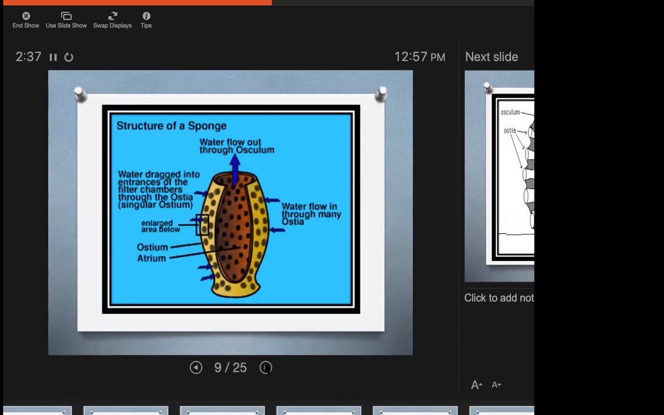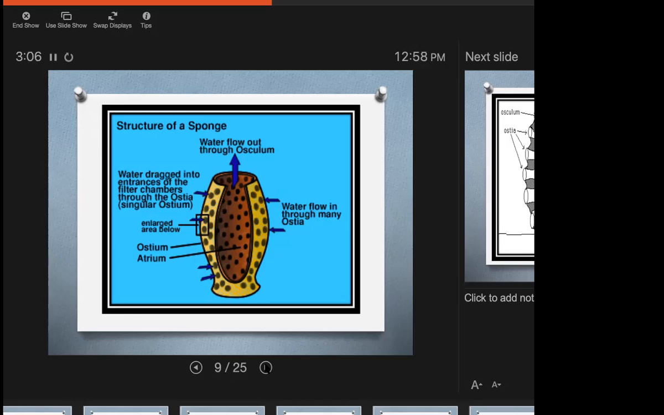So the sponge actually creates its own current in the water. And water is not sucked in through the top. Water is pulled in through the sides. The water's filtered through all these channels, and then water exits the sponge through the osculum, once it's already gone through all of the tunnels. Now, we're going to get more into detail with this in a moment.